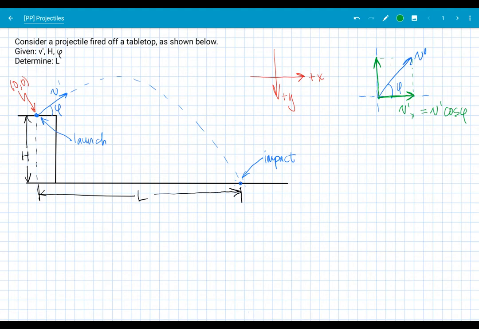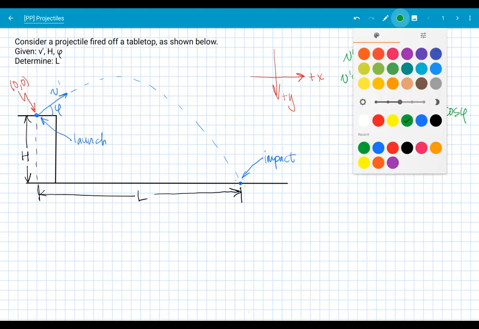And that is my v prime y, which I can express as v prime sine phi. Okay, so I've got that split up. Again, I need those separated because I'm going to be doing my analysis separately here.